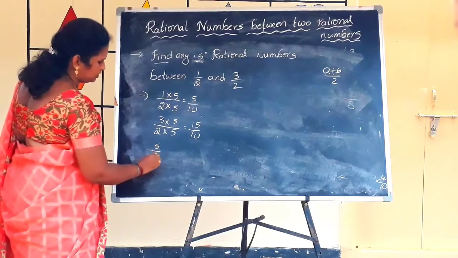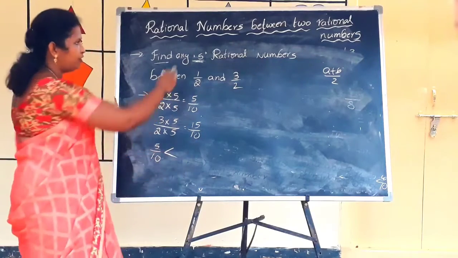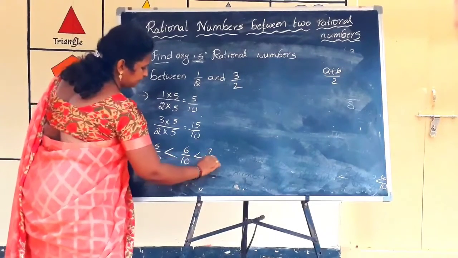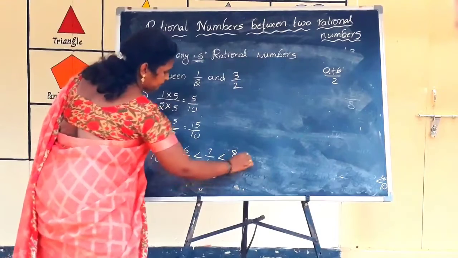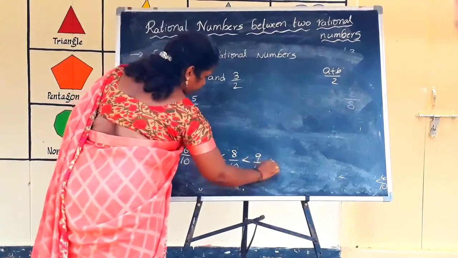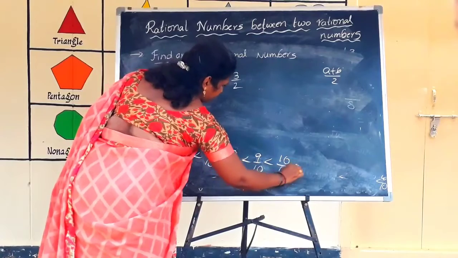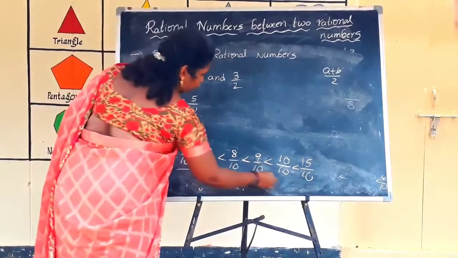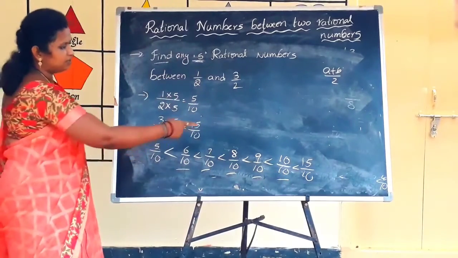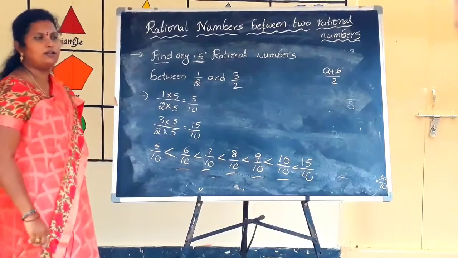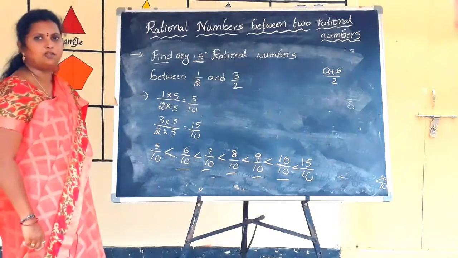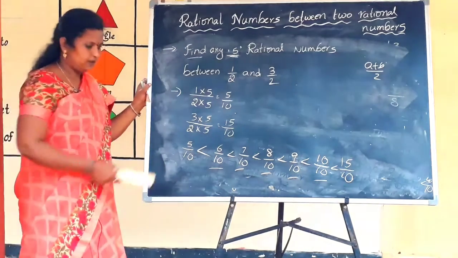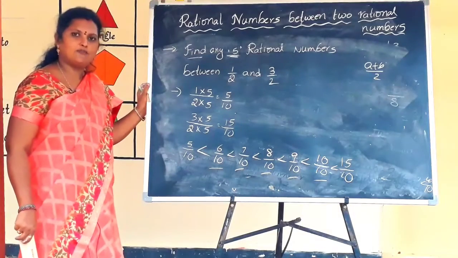So here I want to insert only 5 rational numbers. This is 6 by 10, 7 by 10, 8 by 10, 9 by 10, and 10 by 10, and so on, and we have 15 by 10. 1, 2, 3, 4, 5. So we can insert any number of rational numbers between any two rational numbers by using this process.